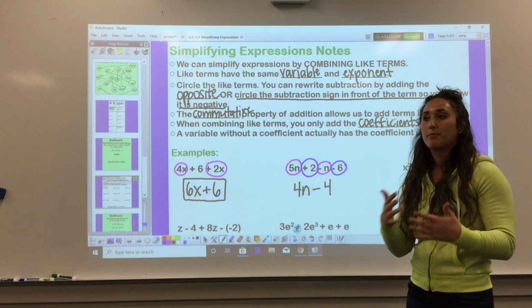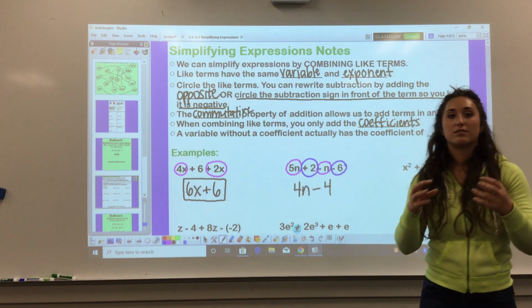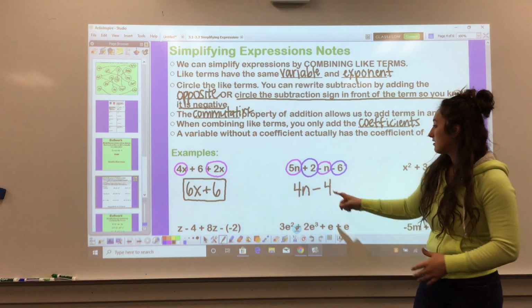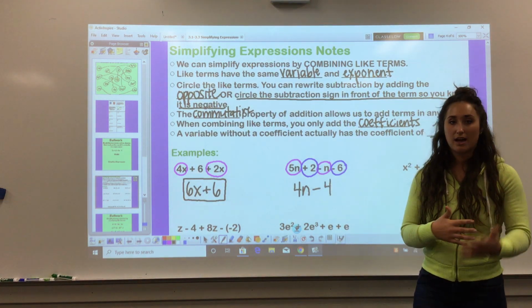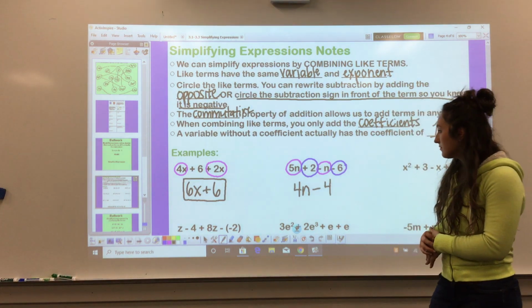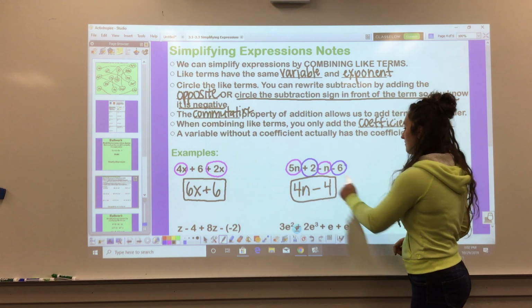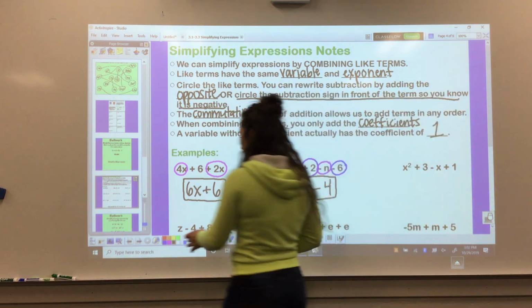So we're really going to apply that knowledge of subtracting a negative is the same as adding a positive. Subtracting a positive is the same as adding a negative. Okay. On to the next one.